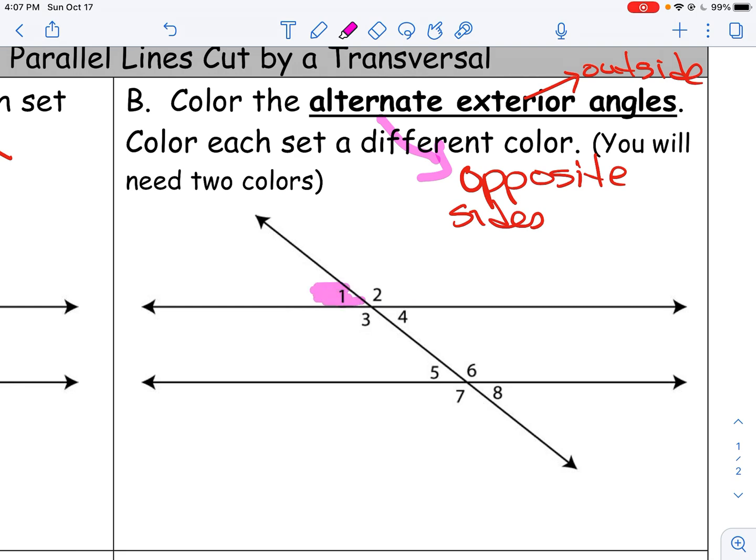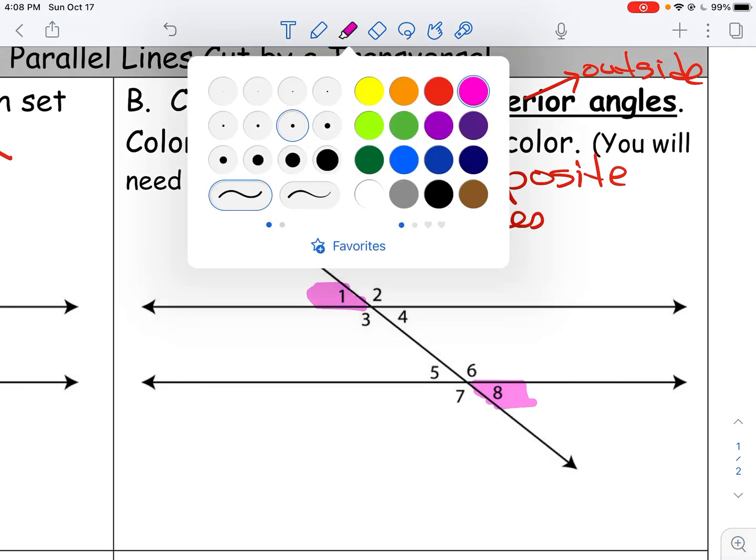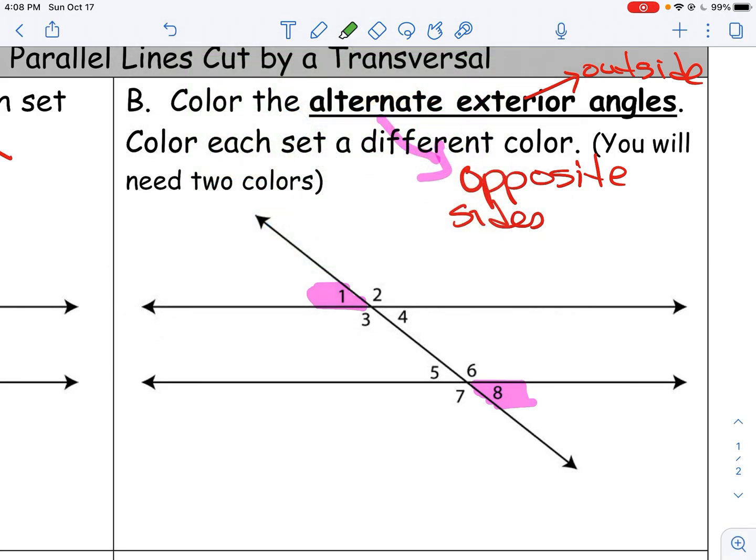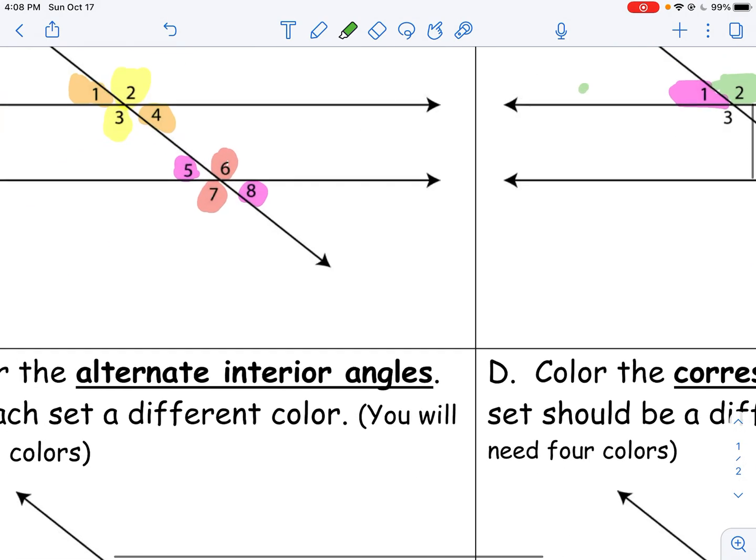So this right here is an exterior angle. The one that's on the opposite side of the transversal, and the opposite parallel line is right there. So 1 and 8 are alternate exterior angles. 2, the opposite side of the transversal, so this side of the transversal, but opposite parallel line would be down here. So those are my alternate exterior angles.